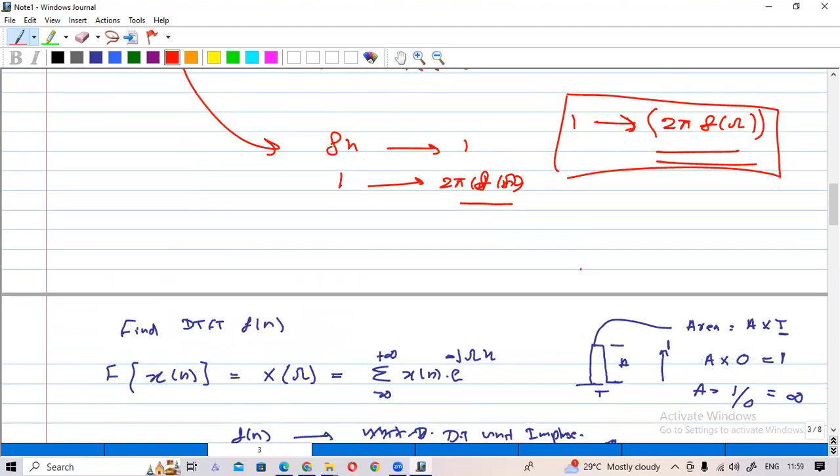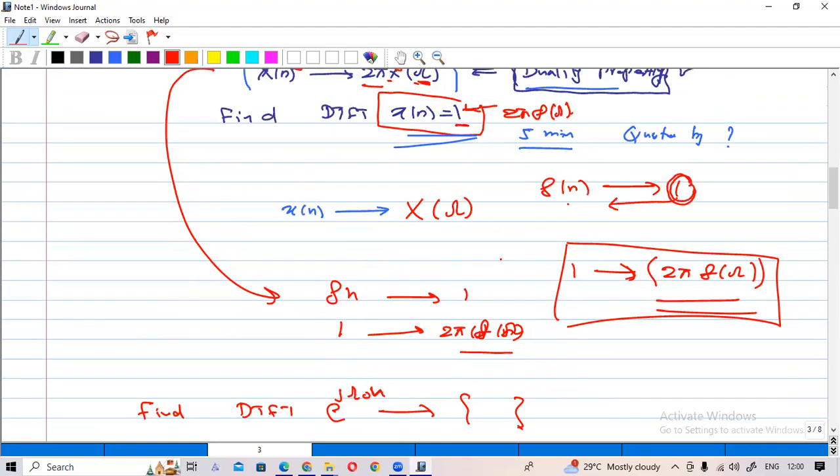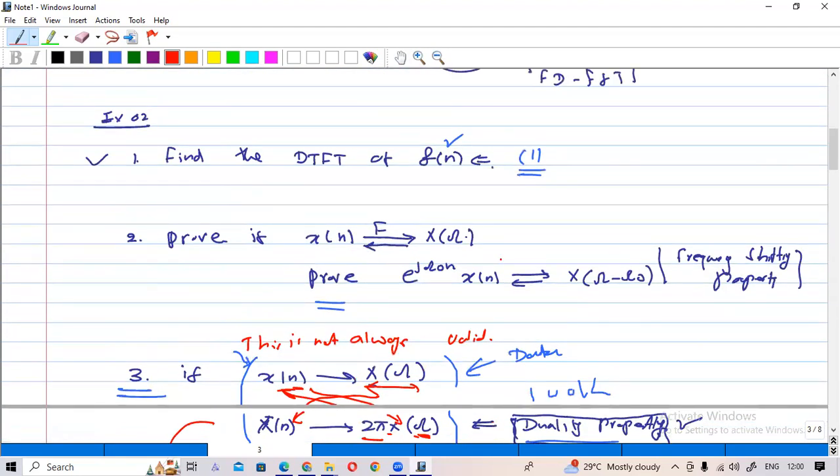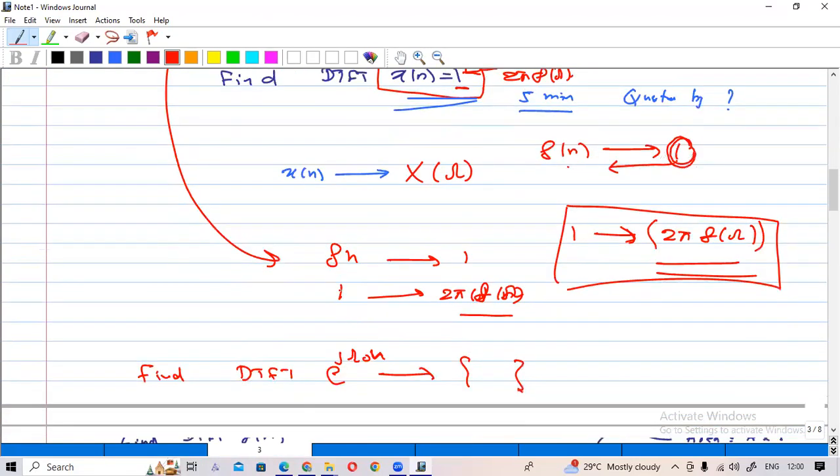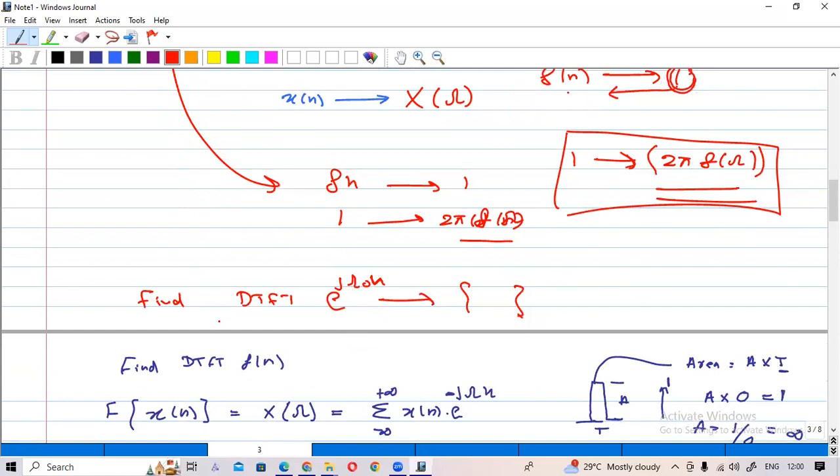Now if I ask you to find quickly the discrete time Fourier transform of e to the power j ω0 n. If I ask you to find the DTFT of this, what is the value? You can use this frequency shifting property and try to evaluate this. What is the DTFT of e to the power j ω0 n?